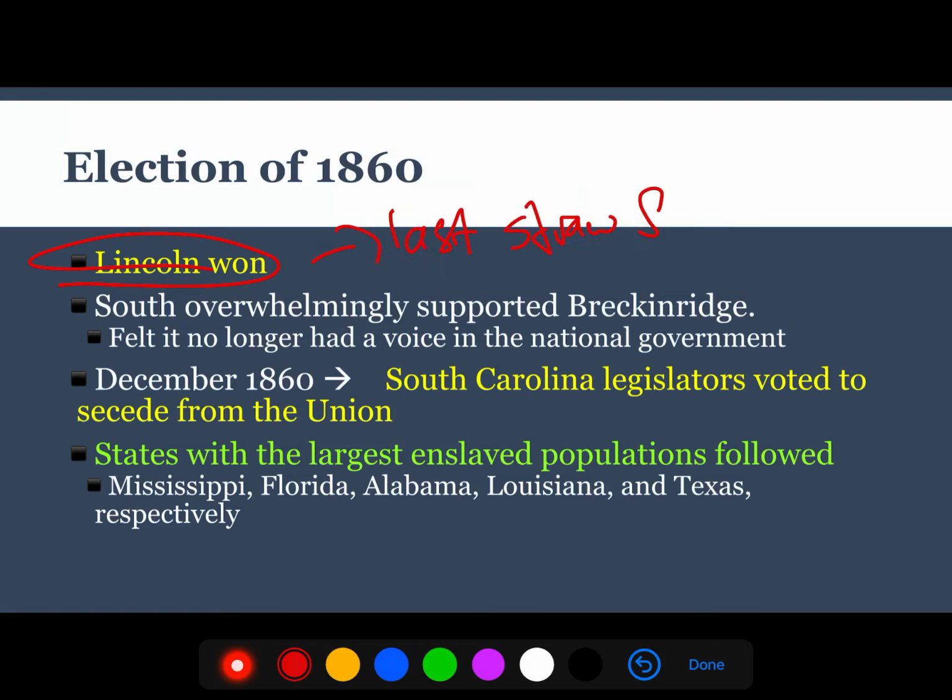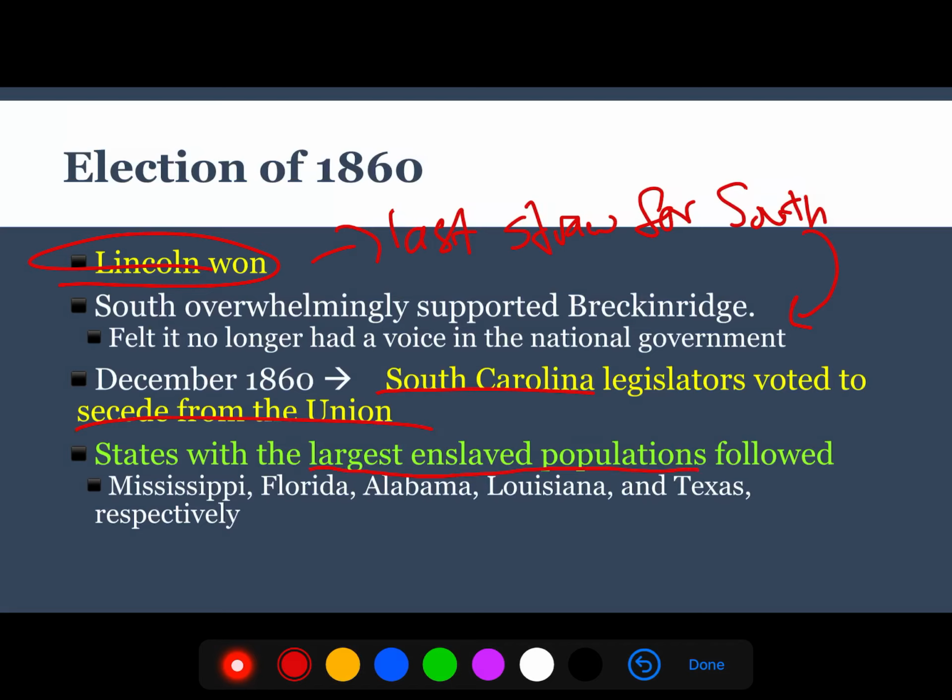The South is done, especially South Carolina. That's just kind of it. They're done. They believe that they have no voice in government anymore, and so they're just done. So less than a month after the election takes place, South Carolina secedes from the Union. They're the first, and then everybody else follows them.